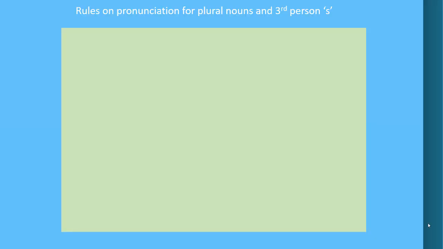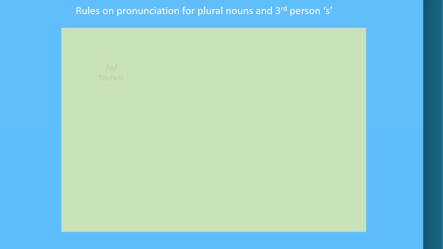Okay, so now we're going to look at some rules on pronunciation, and this is not only for third person singular but also for plural nouns where we would have an S at the end. So some of the words we're going to see are plural nouns, and some of them are going to be the verbs for the third person singular.